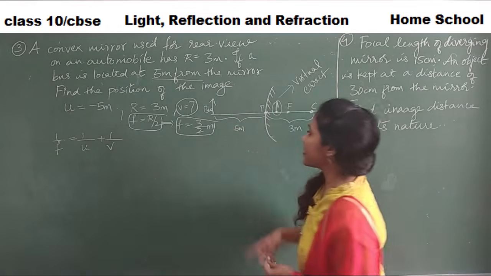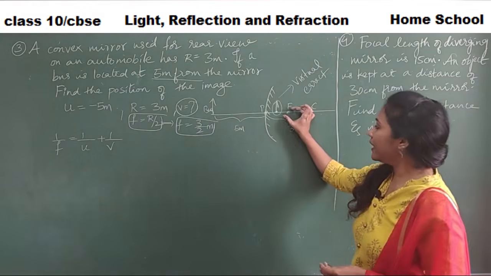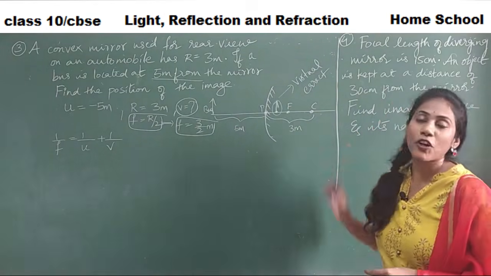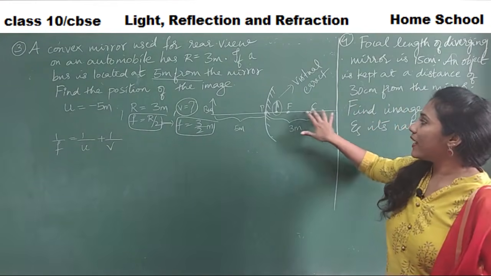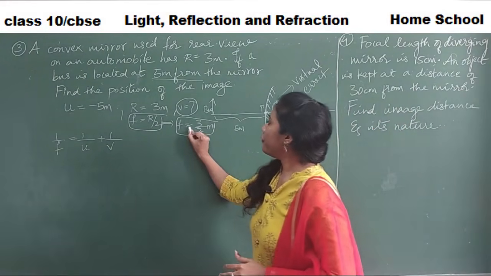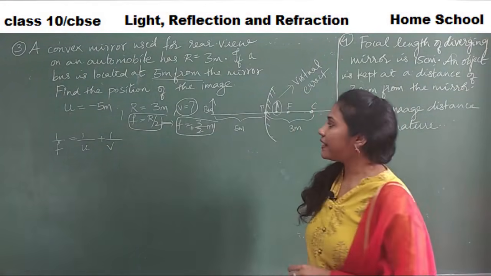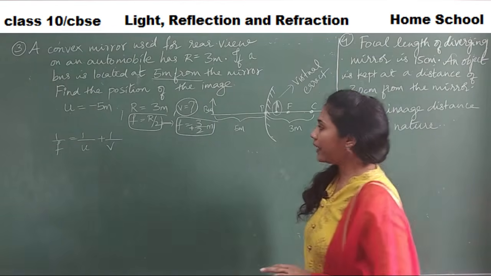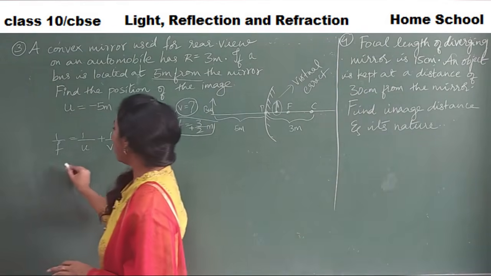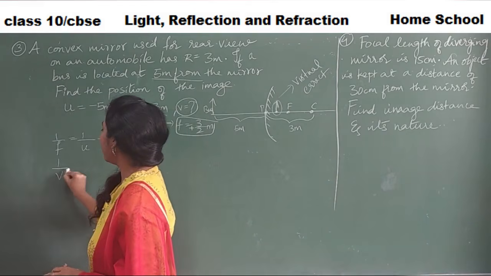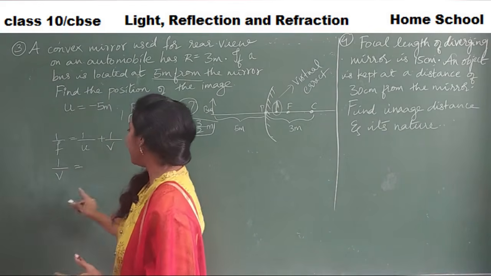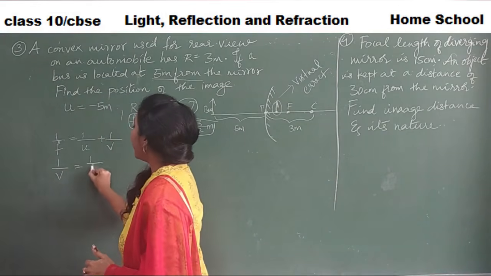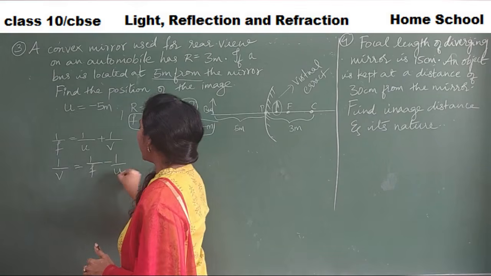And what is the sign of focal length? Focal length is behind the mirror for convex, so these values are always positive. So F value is plus 3 by 2 meter. Okay, so substitute in the formula. What do you actually want? 1 by v. The v value we want. So 1 by v is equal to 1 by f minus 1 by u.